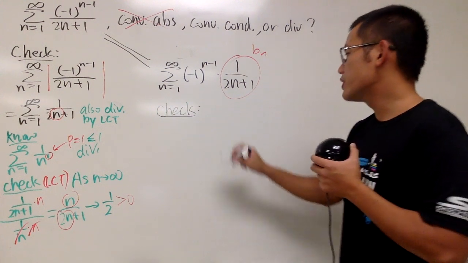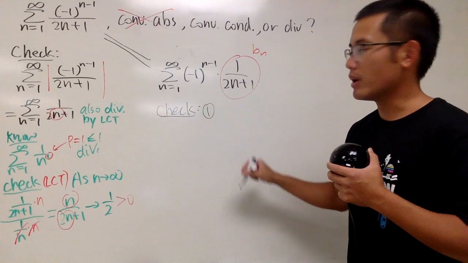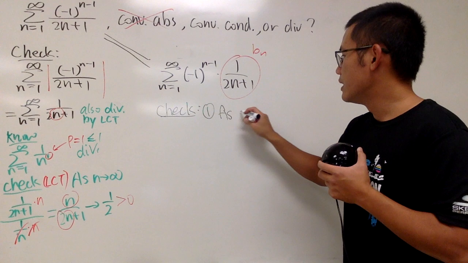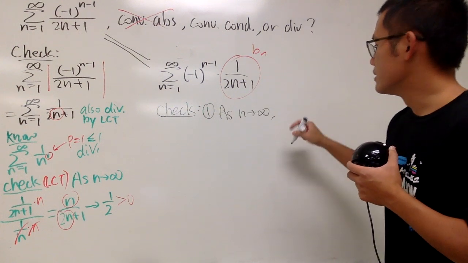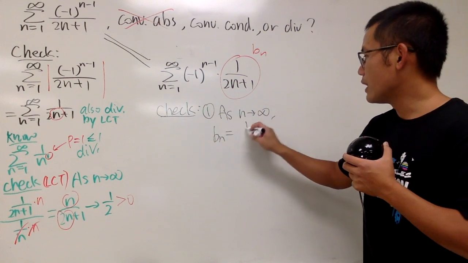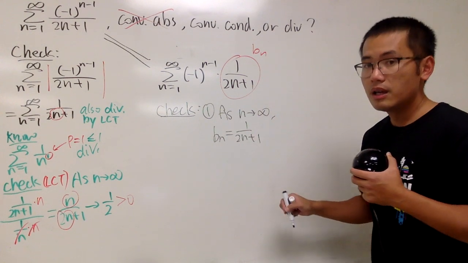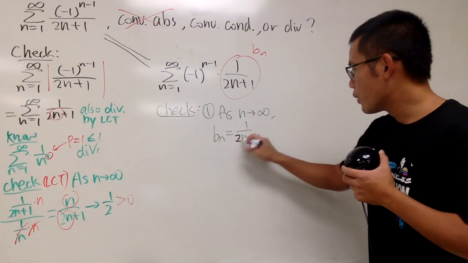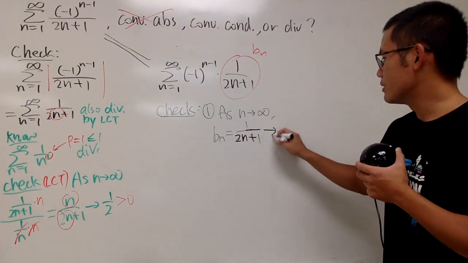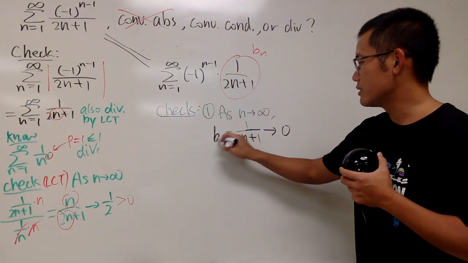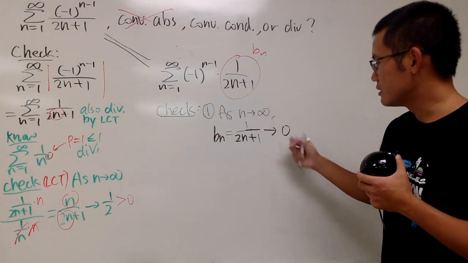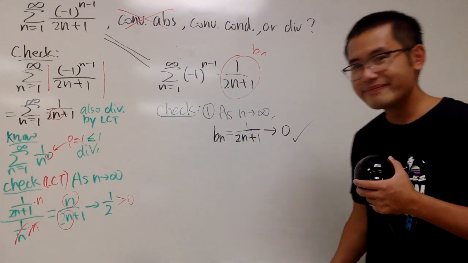Two checks. The first check is, well, does b_n go to 0 as n goes to infinity? So let's just put down, if we have n goes to infinity, does b_n go to 0? This is b_n, which is 1 over 2n plus 1. And look at this. When we put infinity in here on the bottom, yeah, this right here does go to 0, right? Because you put infinity in here, right? It does go to 0, so checks.